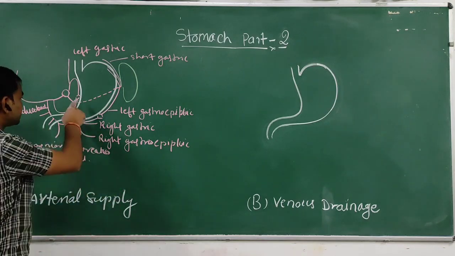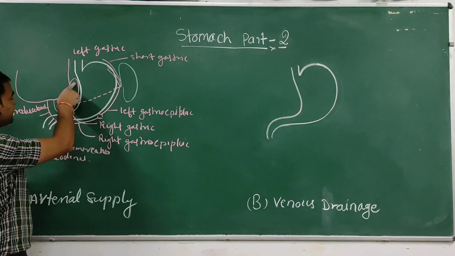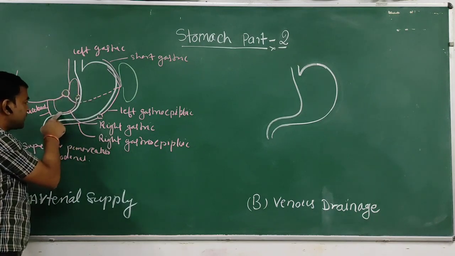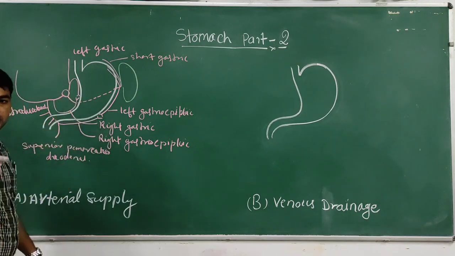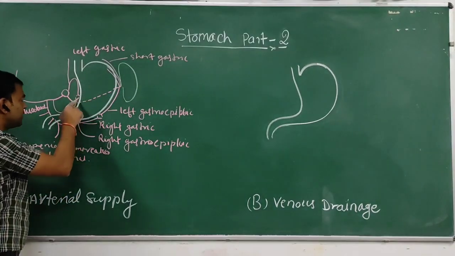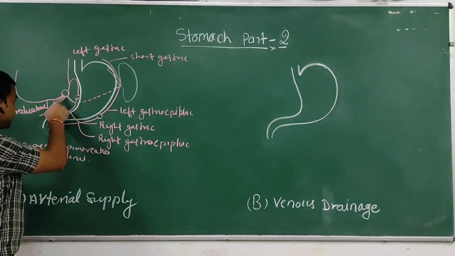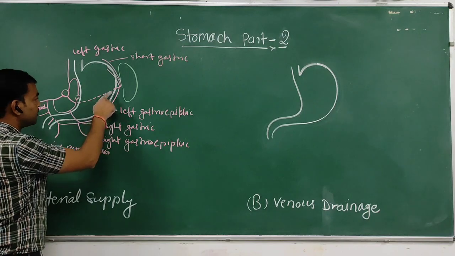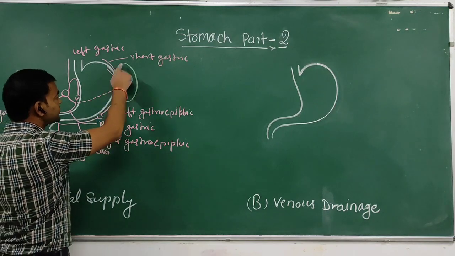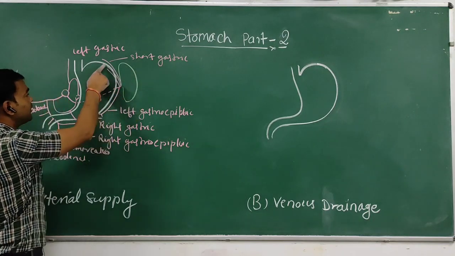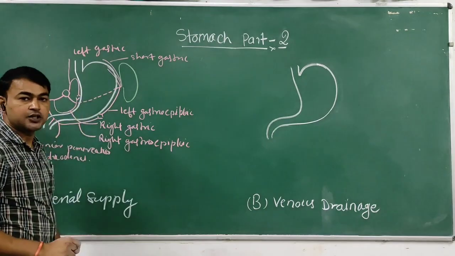So arterial supply of the stomach from the left gastric artery and right gastric artery. These two arteries anastomose to each other, the lesser curvature of the stomach. Second is the splenic artery, give a 5 to 6 short gastric branch supplying the fundus of the stomach.